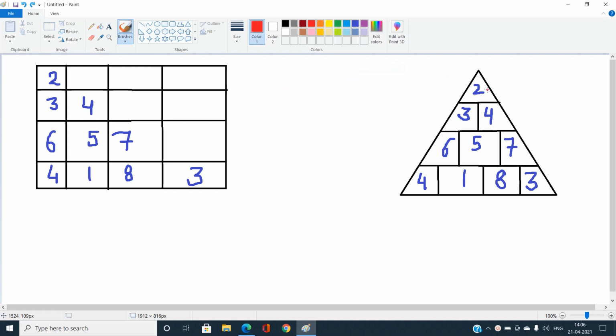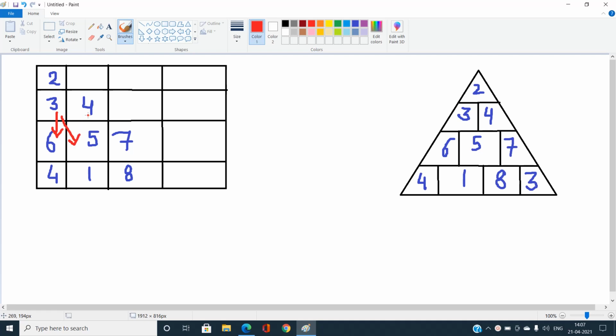From this 2 you can go either to 3 or to 4. So you can move either directly to the same column or to the next column from the current row to the next row. Now let's figure out what moves are possible from 3 and 4. From 3 we can go either to 6 or to the next column of the next row.